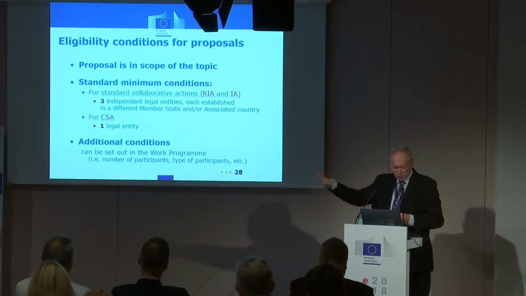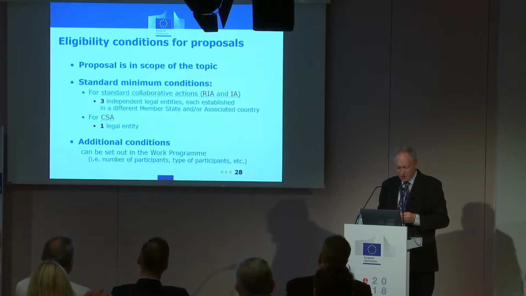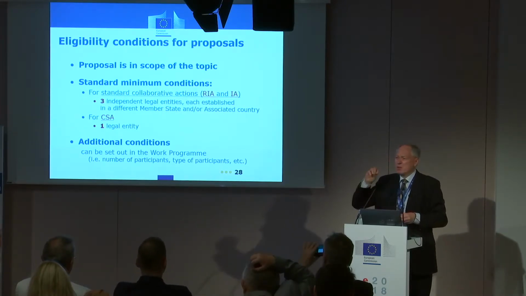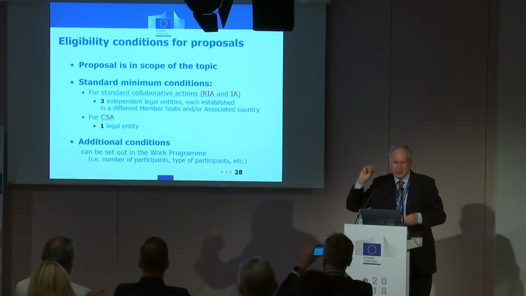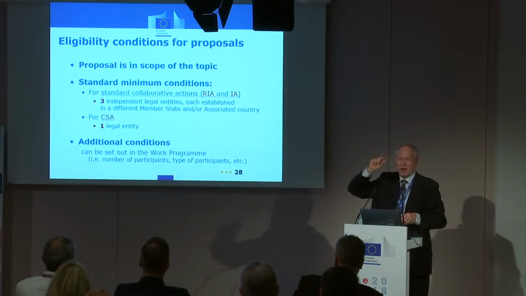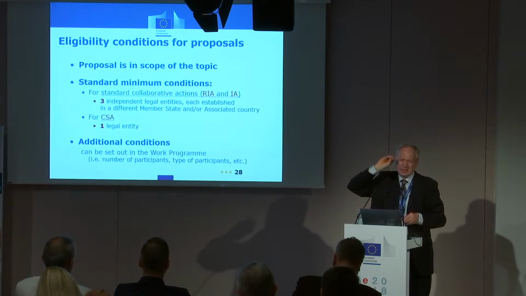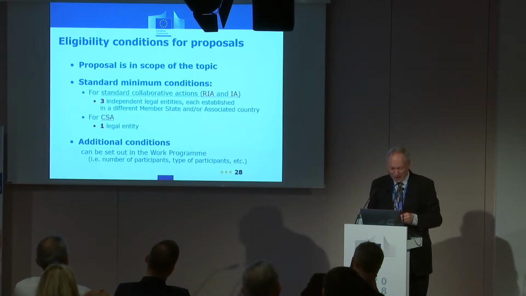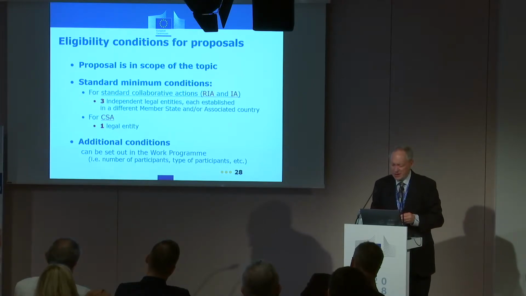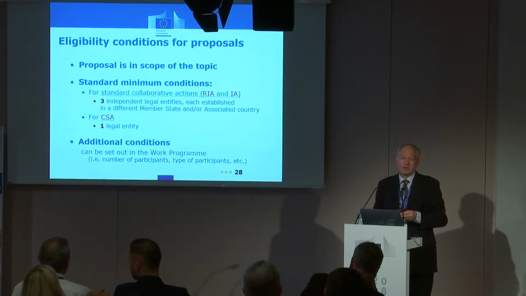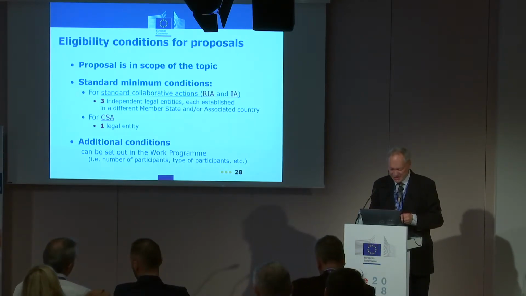Eligibility conditions for a proposal. So we have the technical and physical admissibility conditions on the one hand and the eligibility conditions on the other. The proposal must be in scope of the call, which means it must respond to what we are asking for in the topic conditions. This very top point on the topic page where it said topic conditions, the proposal must answer to what we are asking for there. The proposal must have the minimum number of partners, which is 3 independent partners from 3 different member states or associated countries for a research and innovation action, and an innovation action, or 1 legal entity from a member state or an associated country for a CSA.